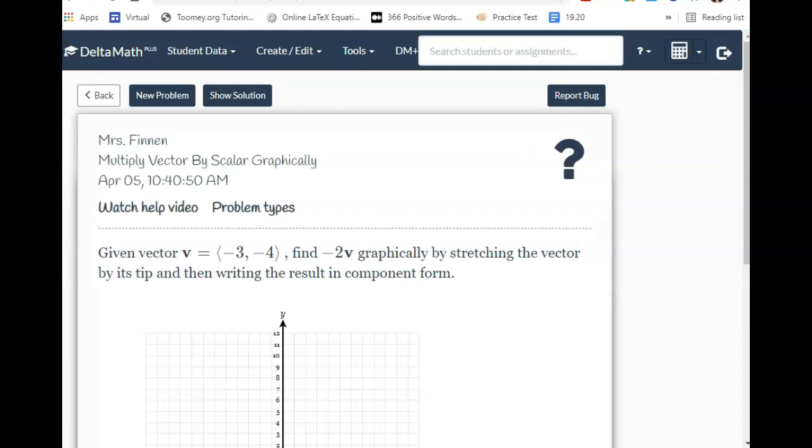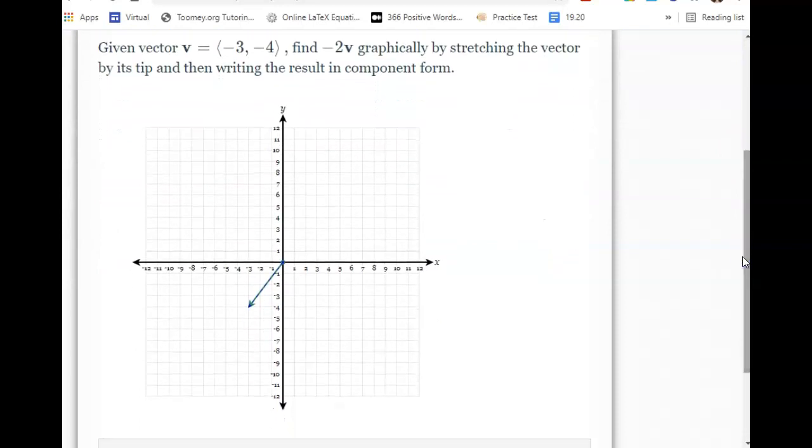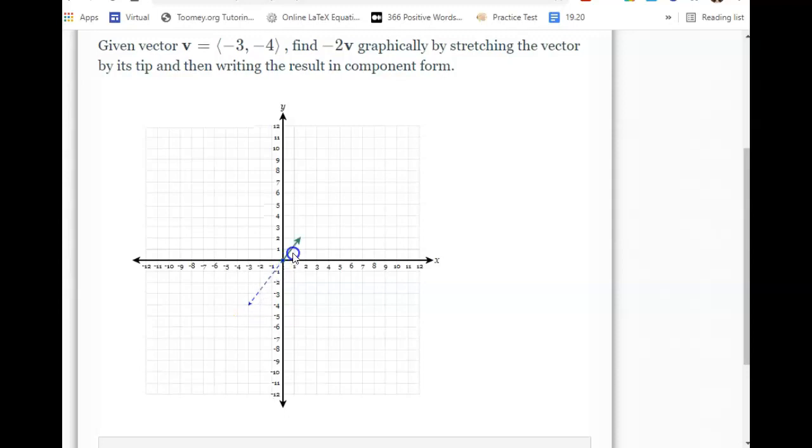Okay, so let's look at another one. Different kind. We are going to do negative 2V graphically by stretching the vector. So this is a negative, which means I have to reflect it. It's going to go in the opposite direction. So if this is negative 3, negative 4, that's this vector right here. I want it to be twice as long, but going in the opposite direction. So I'm going to grab it, and I'm going to stretch it this way. So now it's positive 3, positive 4, but I want it twice as long. So I go there to where it would be positive 6, positive 8. That's what it looks like.